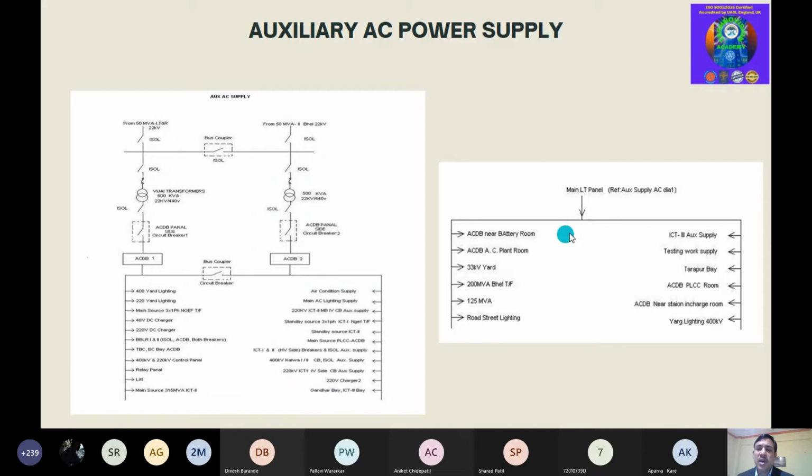Again, we have a main LT panel. From that main LT panel, this supply goes to the, we can say, just a minute, a slide has been missed.